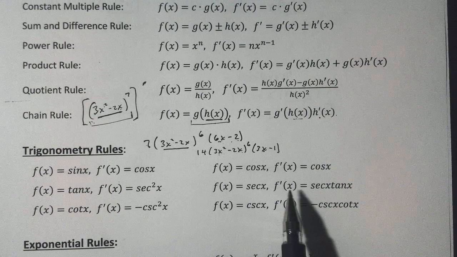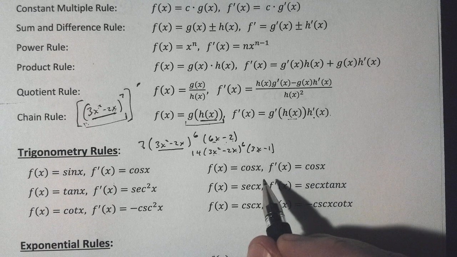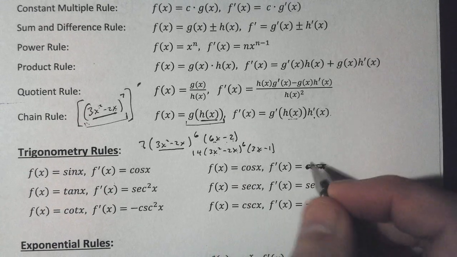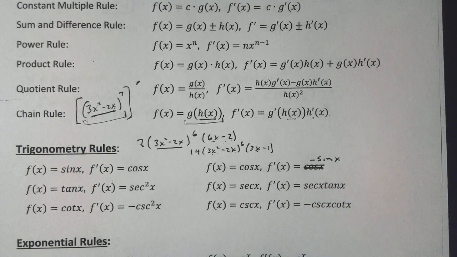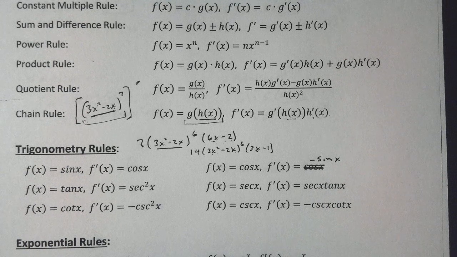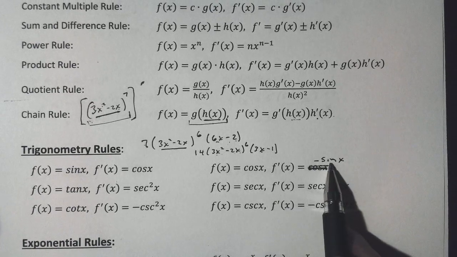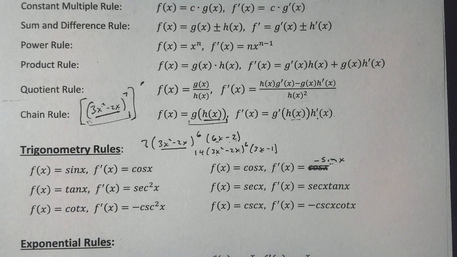The derivative of cosine, holy smokes, I'm going to have to get that fixed. The derivative of cosine is negative sine of x. So I will have that fixed. If you're going to print this sheet out, it probably already says negative sine of x on yours. Okay, so anyway, cosine's derivative is the opposite of sine. Over time you'll do this so much, you'll just naturally memorize that.